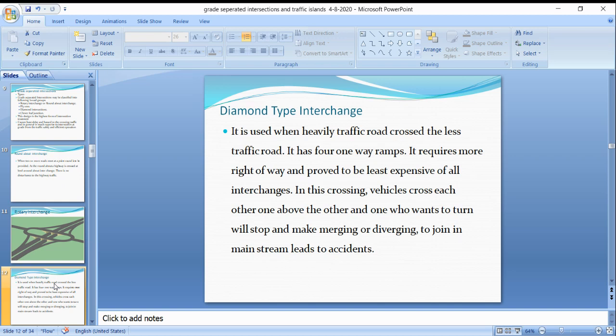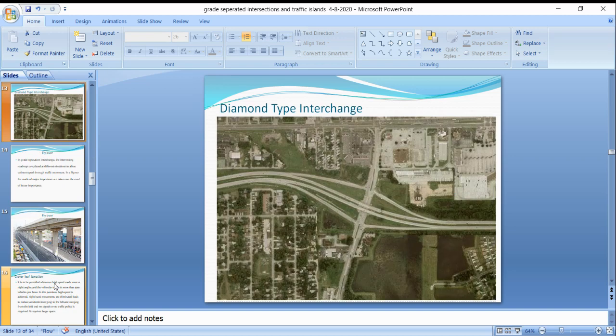Joining the mainstream leads to accidents. Here we can see the diamond shape. When the turning comes, we stop here and again join the mainstream. But in the rotary interchange, it will not connect to the mainstream. That is different. Mainly we are using it for the highway, so we are making the highway free from other traffic, right?